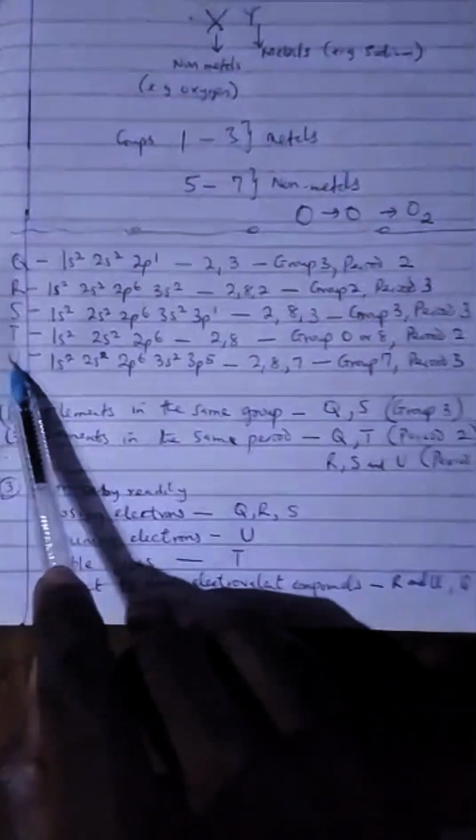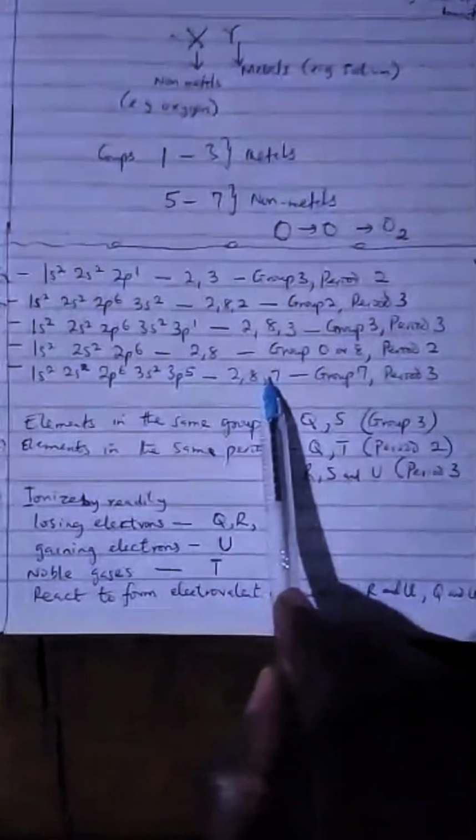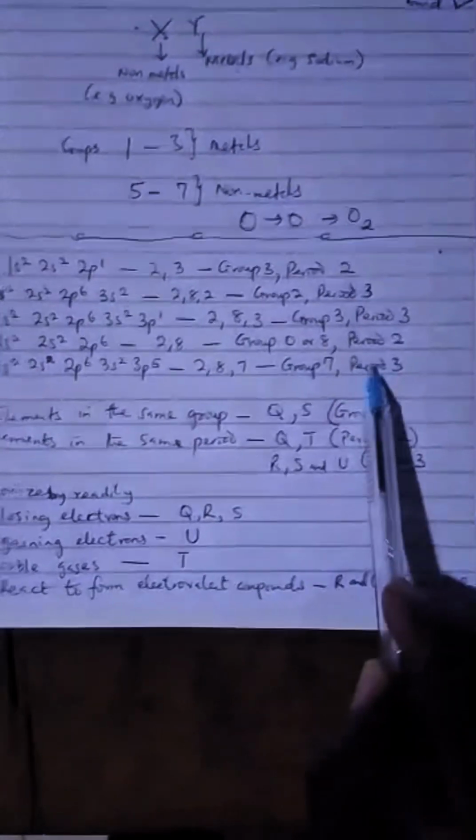Okay, the element U similarly is 2, 8, 7 in the K element notation. So the last number gives the group, and the number of digits you have here, 3, gives the period. So we're able to separate out all these elements into their groups and periods.